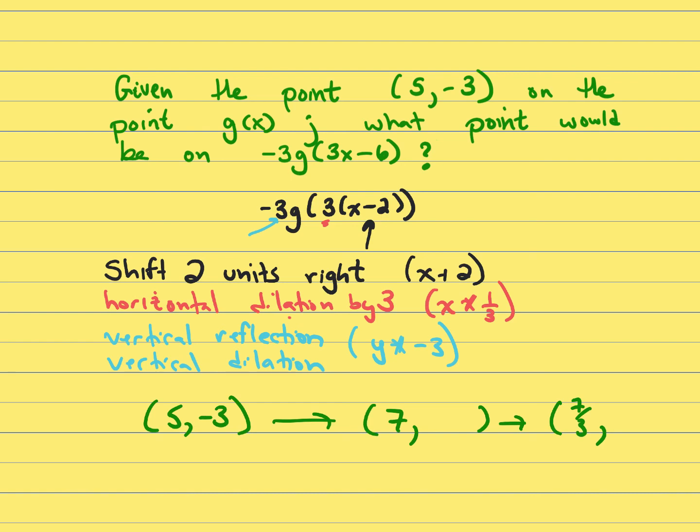Now as far as the y, I'm just going to multiply by negative 3. So I'm going to do my negative 3 times negative 3, which is 9. And that's the only thing I do for that one, so this 9 is just the y value. So that is my new point that would be on my graph after I put it through those transformations.